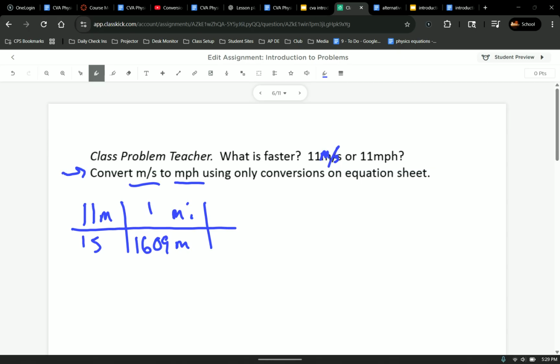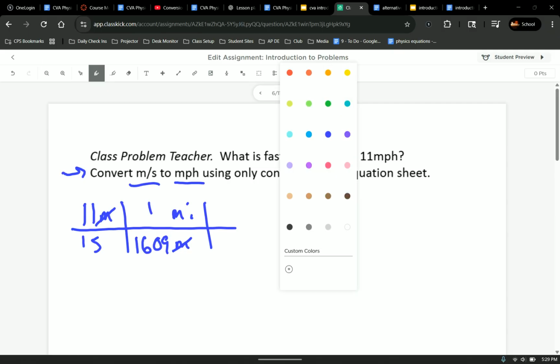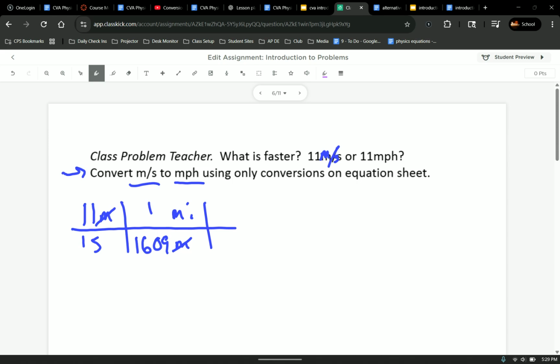All right. So meters. I just canceled out those meters, so the meters are gone. So now I got miles per second, but I don't want miles per second. I want miles per hour. So I need to take care of that seconds. So seconds goes up here. Now I can go seconds to minutes, minutes to hours. We know there's 60 seconds in a minute and 60 minutes in an hour. That's going to happen every single time.